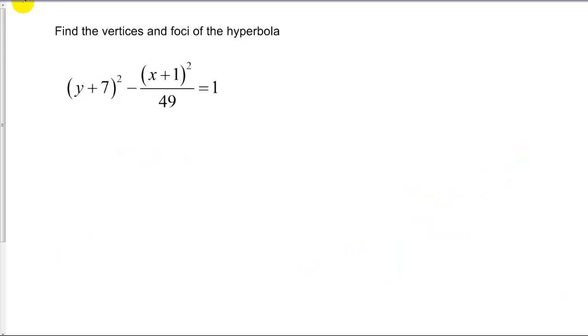In this example, you'll notice that I only have one term with a denominator under it, so the first thing I'll do is put a denominator of 1 under the second term, and let's identify the center, which is at (-1, -7). Mark that as a center. I have an a value of 1 and a b value of 7.